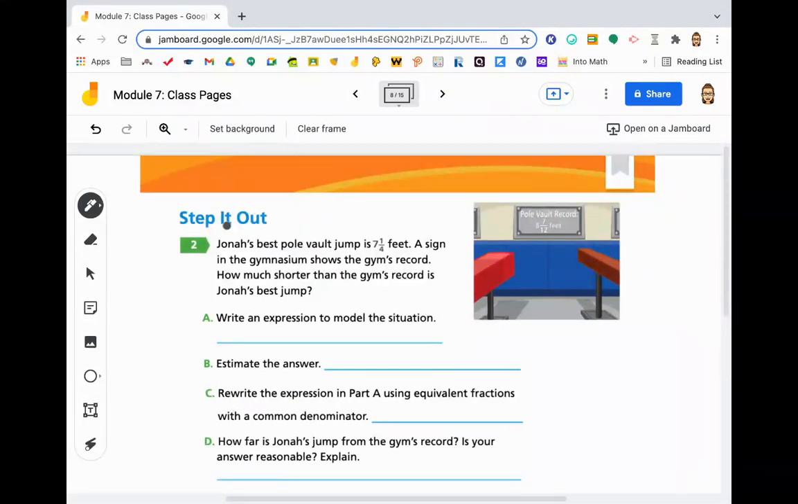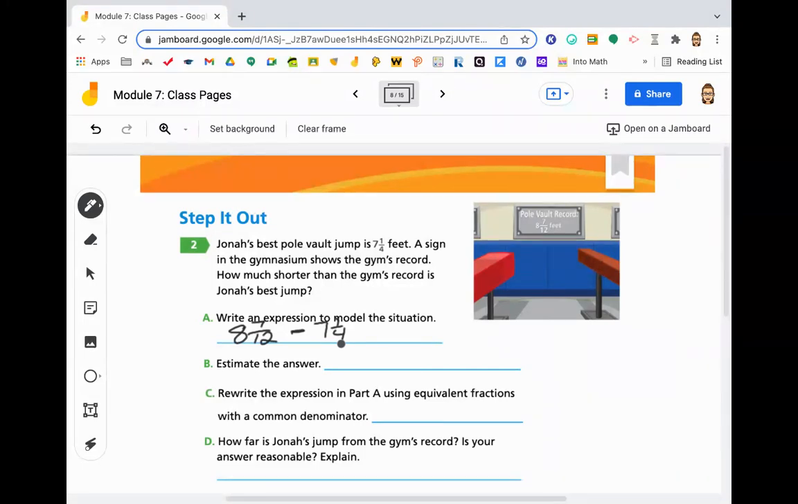It says Jonah's best pole vault jump is 7 1/4 feet. A sign in the gymnasium shows the gym's record. How much shorter than the gym's record is Jonah's best jump? Write an expression to model the situation. We have 8 and 7/12, and we want to know how much shorter, so we're subtracting. Or how much more he has to go, sorry. 7 and 1/4.